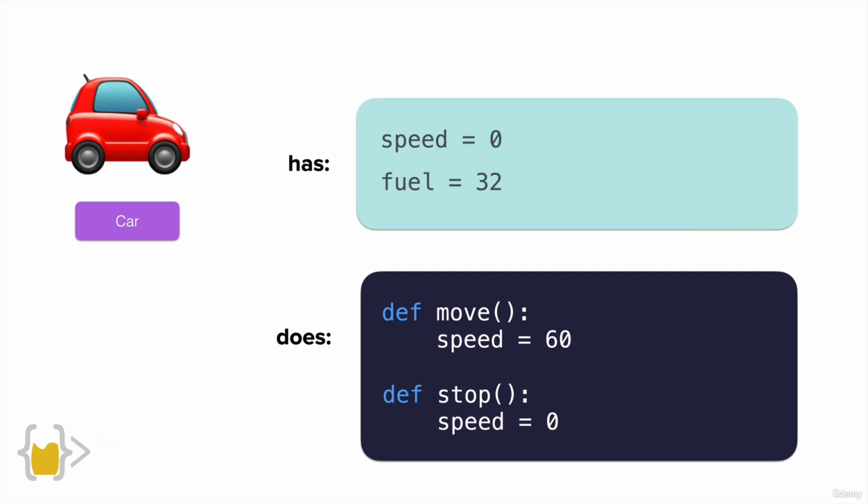Now, in addition to the things that an object has, so data that it holds, like the speed or the fuel, which we've already seen, it also has things that it can do, right? So functions that are associated with that particular object. And these functions, when tied to an object, are known as a method. But essentially, we would use it the same way as we have done with any other function that we've created so far. The only difference is the syntax.